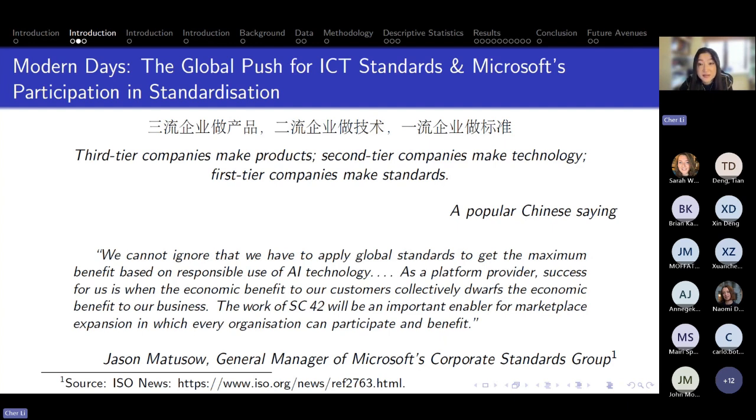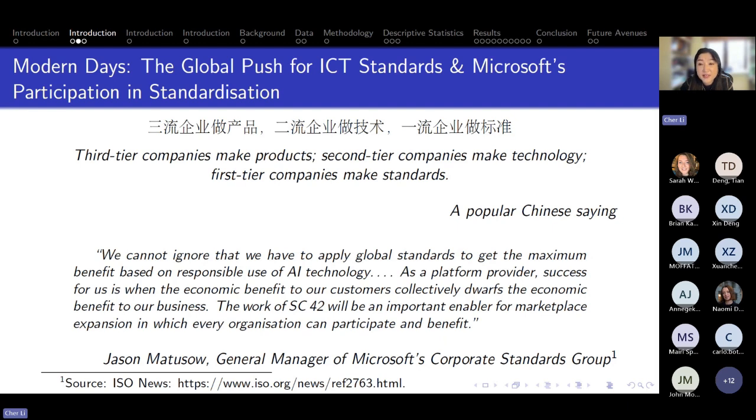And major firms understand this. So take Microsoft, for example. They don't just build software, they actively shape global technology standards. Microsoft's corporate standards lead has many of their senior executives chairing various standards committees. As one of their standards leads, Jason Matuso, puts it, we cannot ignore that we have to apply global standards to get the maximum benefits based on responsible use of AI technology.